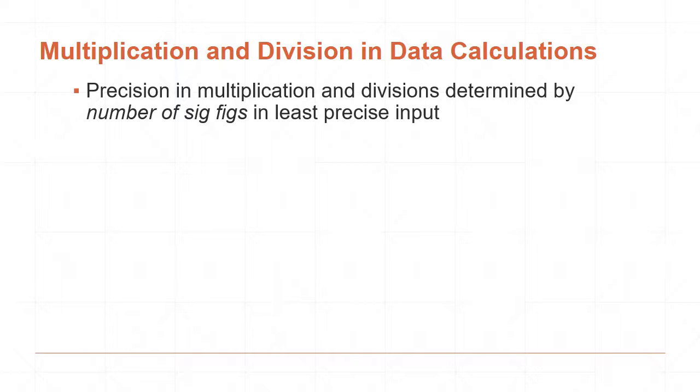Now let's talk about how you would determine the number of significant figures to keep in a calculation that you perform using either multiplication or division. Now remember, this only applies to data calculations. An example would be our density calculation that we did a little bit earlier, mass over volume. That's a division problem. The precision in multiplication and division is going to be determined by the number of significant figures in my least precise input.